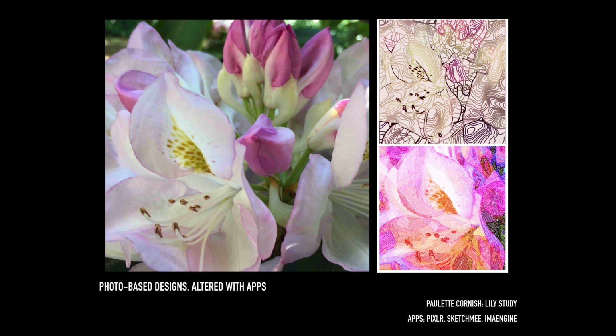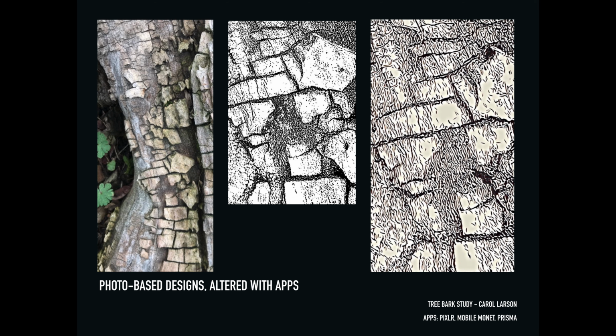There are apps that just simply do a one-step, click it, and you've altered your image. For example, this beautiful photograph of a lily by Paulette Cornish, she did a little study, and you've got images that transform that into almost abstract paintings. You can also use apps to transform an image into a black and white pattern that can be used as a thermofax or a stencil.